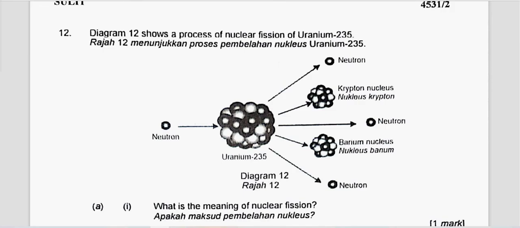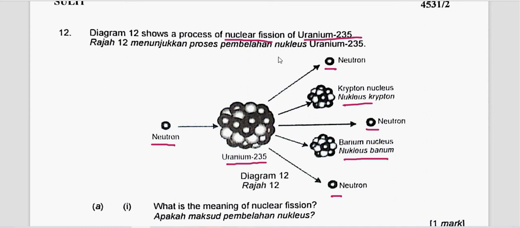Okay, we move on to section C. So I choose question number 12 for us to discuss. Okay, so diagram 12 shows a process of nuclear fission of uranium-235. Okay, nuclear fission, uranium-235. So they give you the diagram showing uranium-235 is being bombarded by a neutron, and the uranium-235 splits into 2. So we have krypton and also barium nucleus. And then together with that, it produced 3 more extra neutrons.